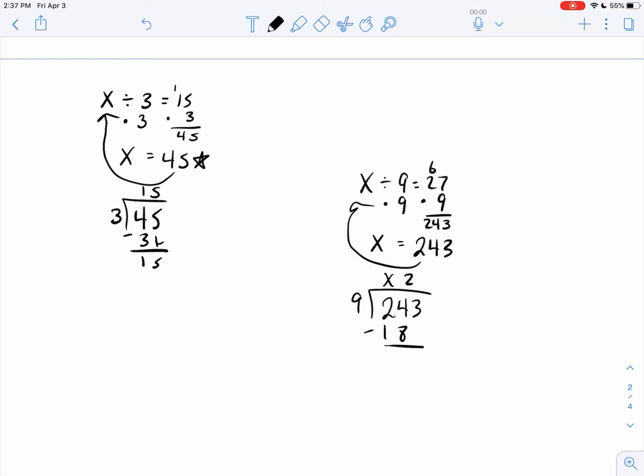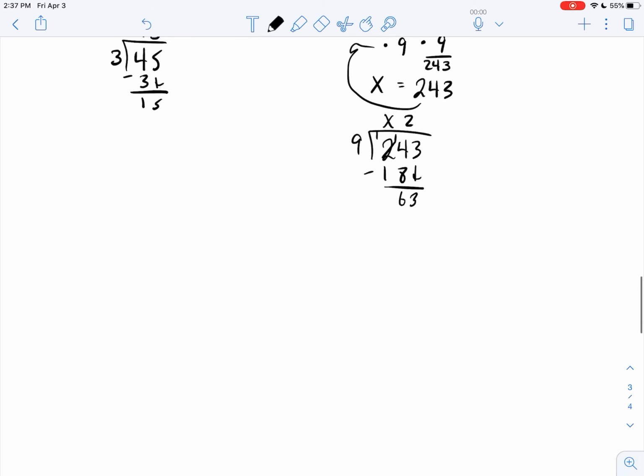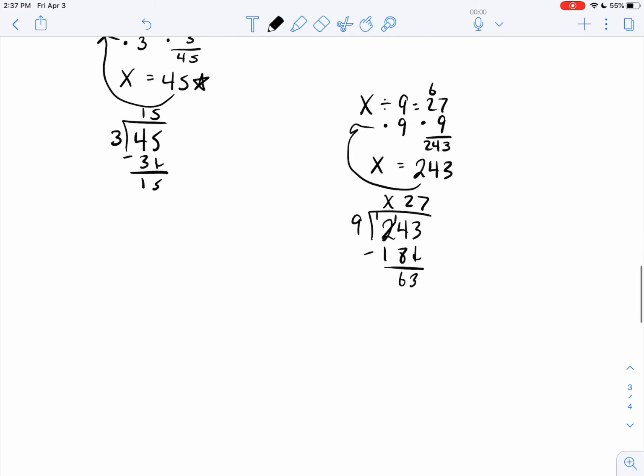So let's go ahead and solve for this. We need to pull 1 from over here, so we need to do 14 minus 8. Which is going to be 6. Then we can pull down that 3. And we know that 9 times 7 is 63, which is going to give us 27, which is the same answer as here. So x really does equal 243.